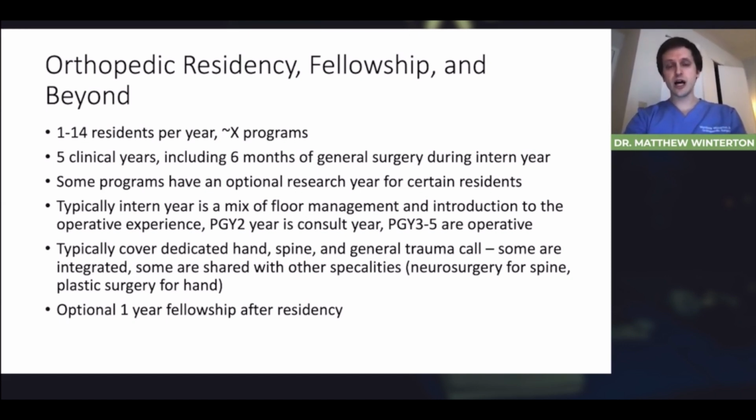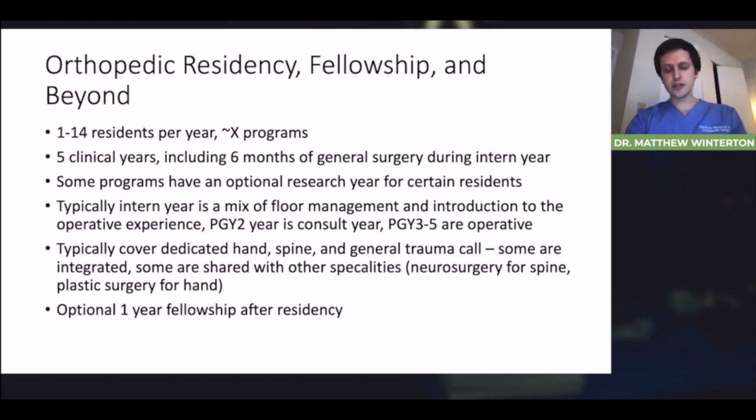Typically, those slots you have to apply to directly. So if you're interested in doing a research year as part of your residency program, you may have to apply specifically to that spot at that program. Intern year typically is a mix of floor management and the introduction to the operative experience. Each program introduces their residents to the operative experience differently. Some programs will have a large operative component to their intern year, and some programs will not have a large operative component to their intern year.